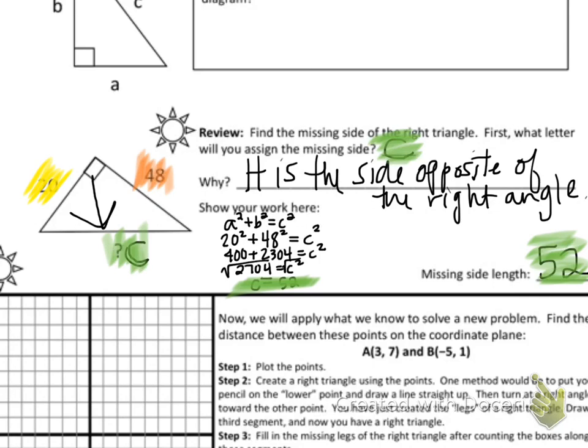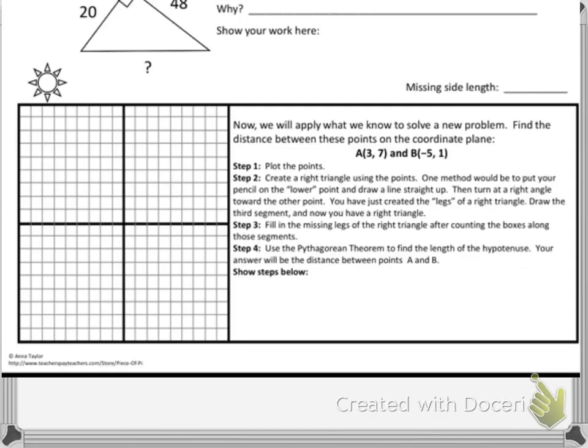Alright, let's look at a problem using the coordinate plane now. So here we go. We want to graph these points on the coordinate plane. Now I'm going to use a color that I haven't used yet, so I'm going to use red. Alright, so A is 3, 7. So at 3, go 3 right, 7 up, put a dot. Then B is negative 5, 1. So left 5, up 1.